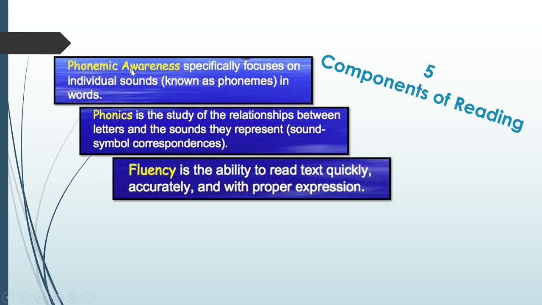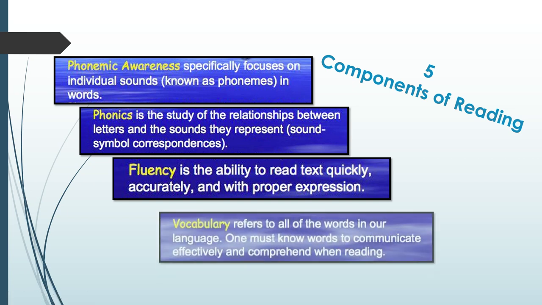Now when one recognizes these two things, the third component is fluency. Fluency is the ability to read text quickly, accurately, meaning without any mistake, and with proper expression. Now if one knows this, then you are at number 3 among these 5 components of reading.